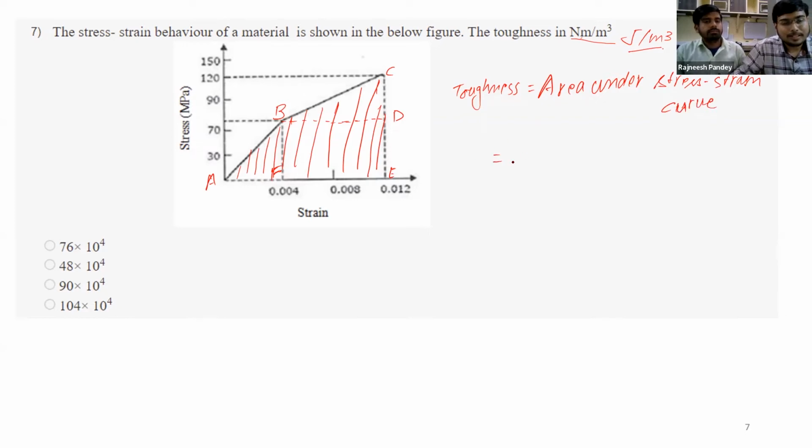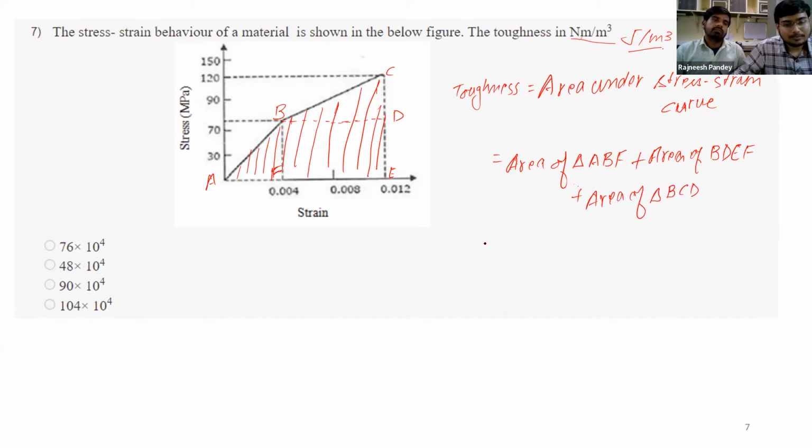How will we calculate the area? Firstly, we will take the area of this triangle ABF. Then we shall take the area of this rectangle BDEF, plus the area of this upper triangle BCD.